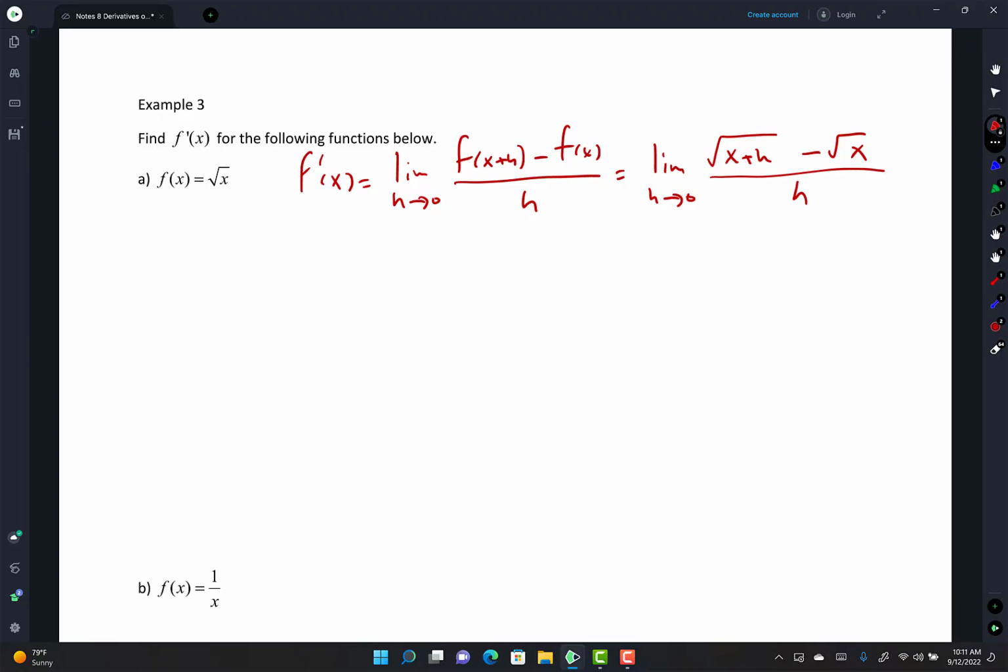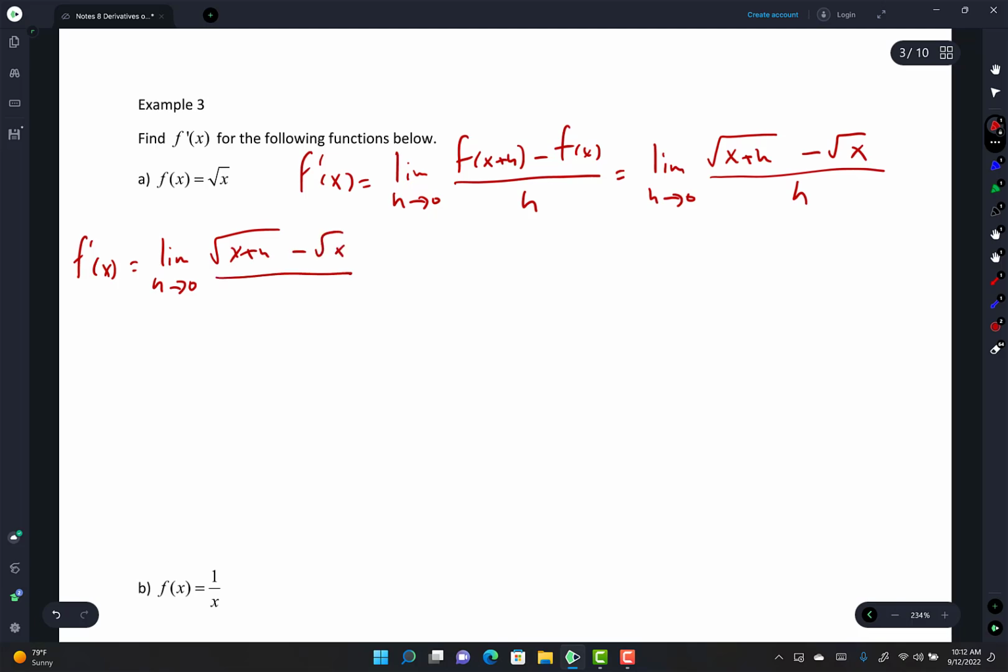Oh, I'm stuck. Now what? What do I do? Multiply by what? Square root of x plus h plus square root of x. Yeah, what is that called? The conjugate. Multiply by the conjugate. So here we go. Square root of x plus h minus square root of x over h. And I'm going to multiply that by square root of x plus h plus square root of x over square root of x plus h plus square root of x.